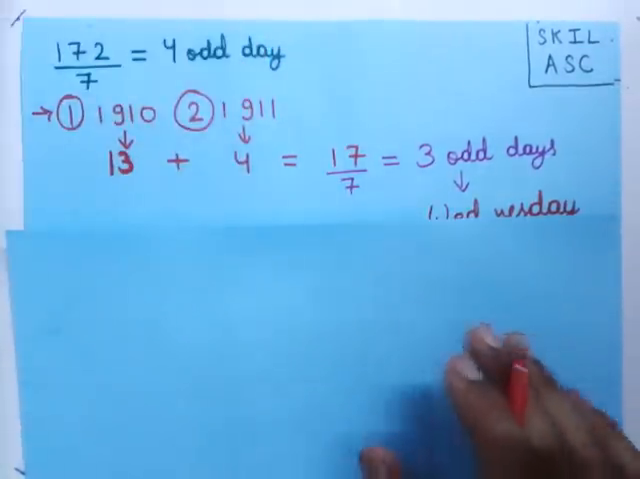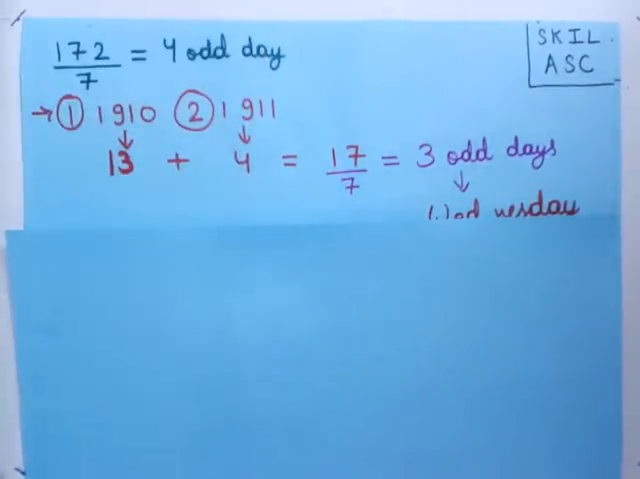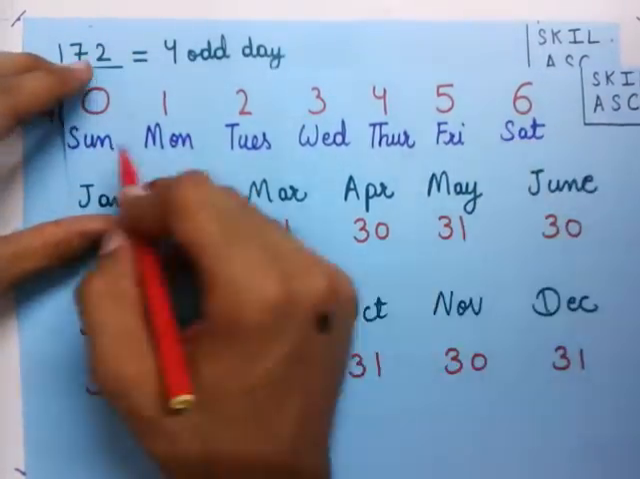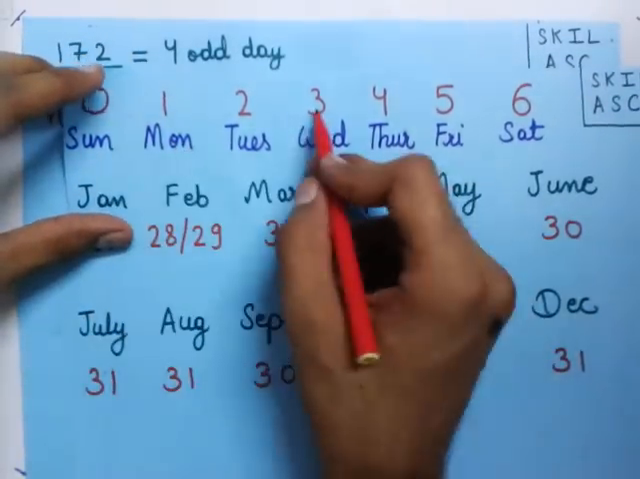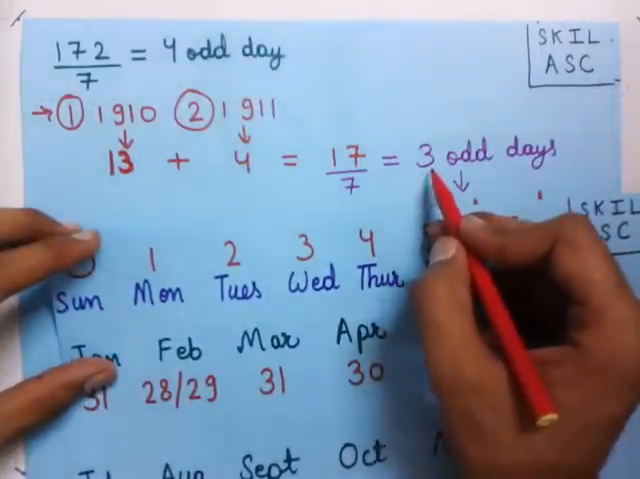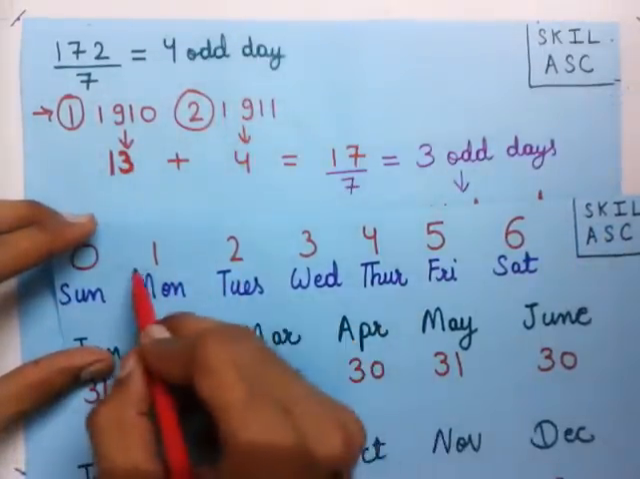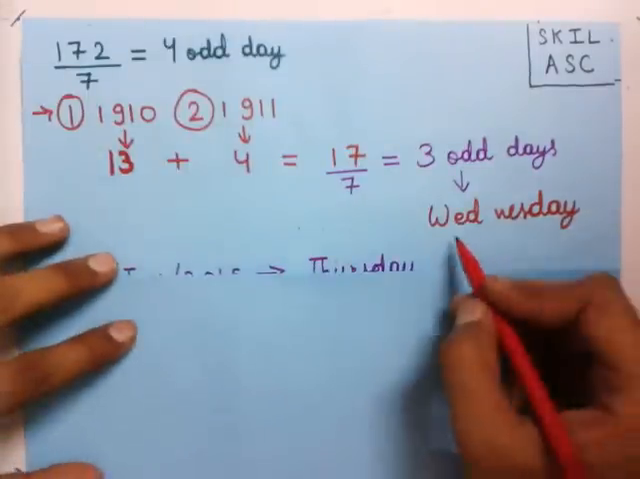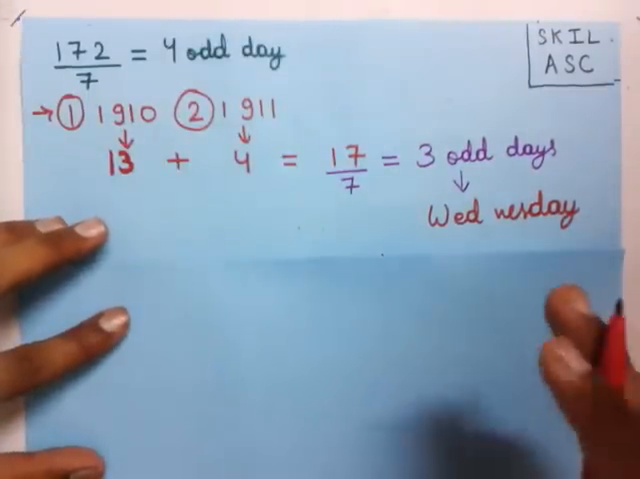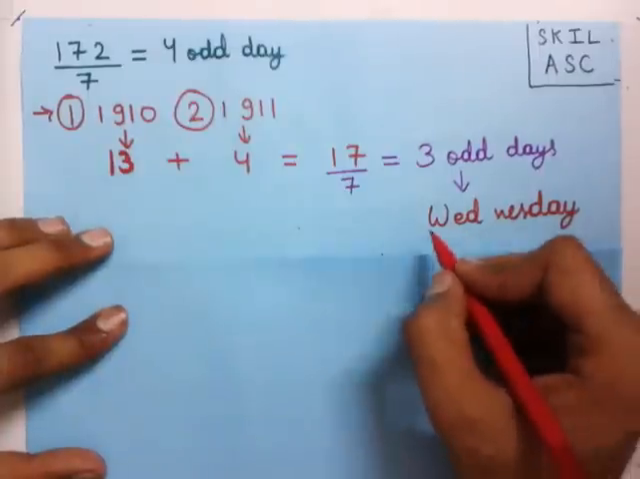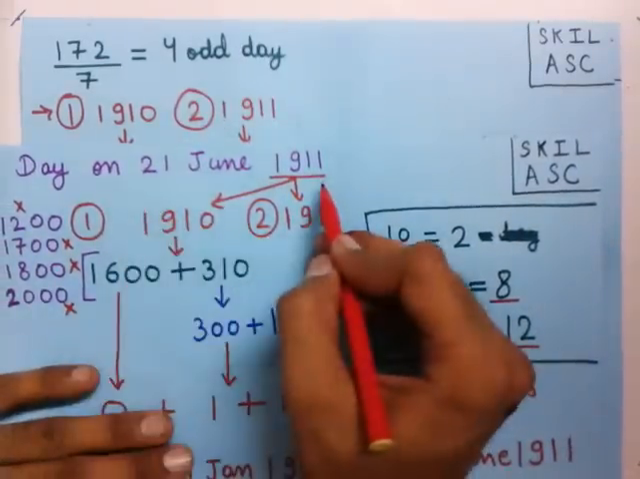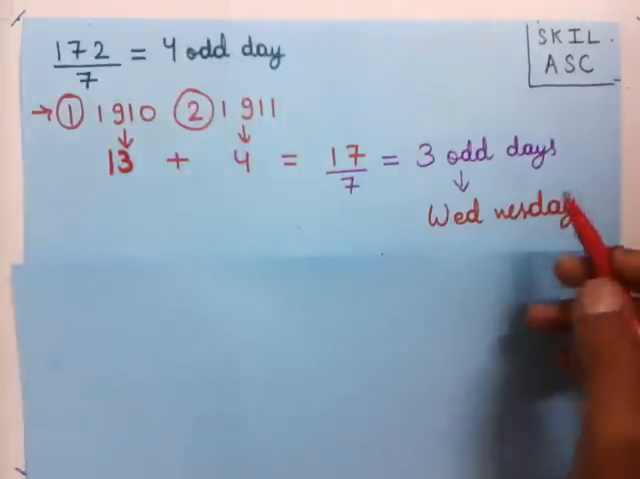Now you see, we had the data, that is, these are the number of odd days and these are the days. If the number of odd days is 3, so we see here, the number of odd days is 3, then the day will be Wednesday. So here the day is Wednesday. So we find the final answer, that is Wednesday. So you see, the day on this date will be Wednesday.